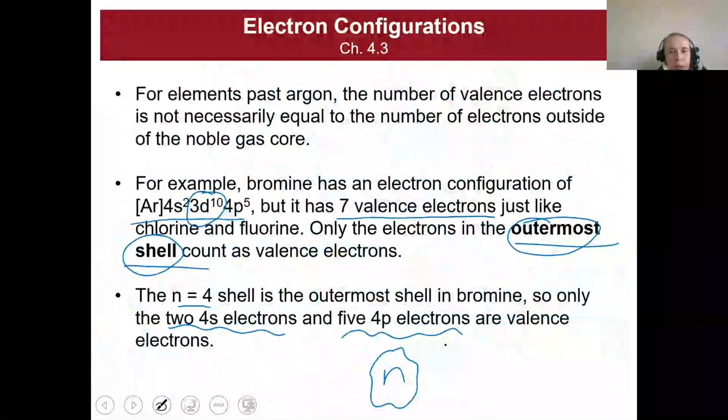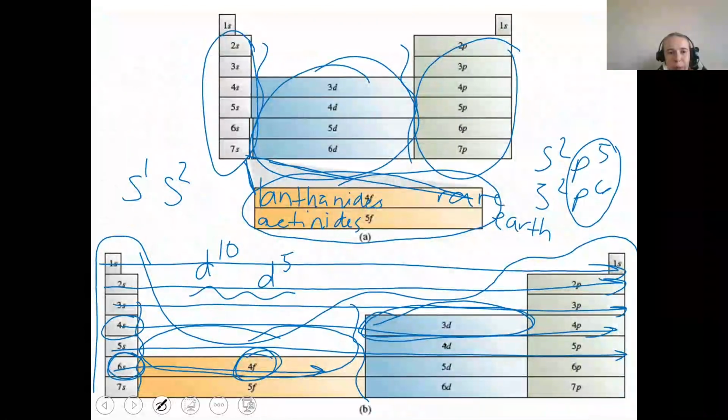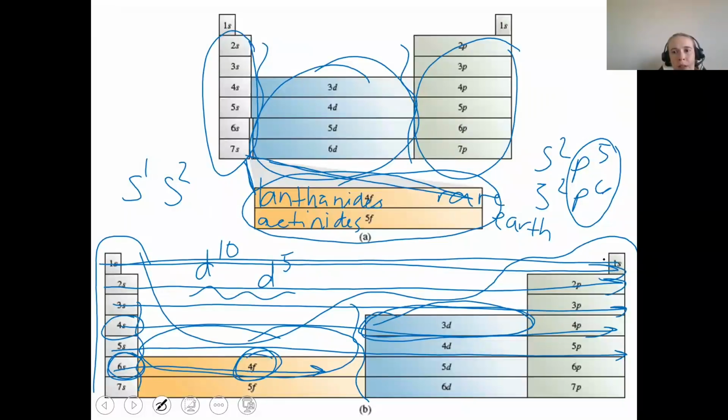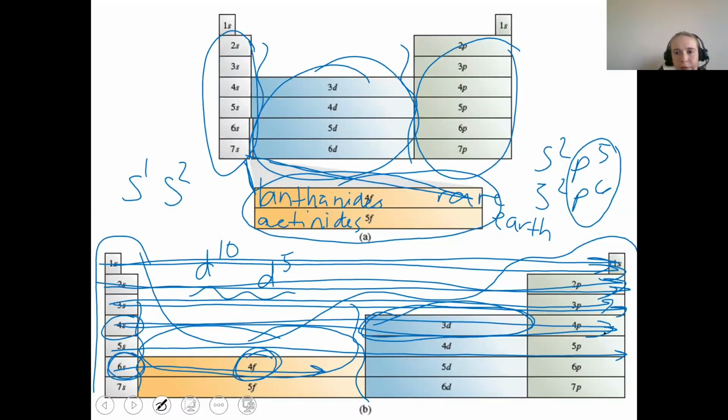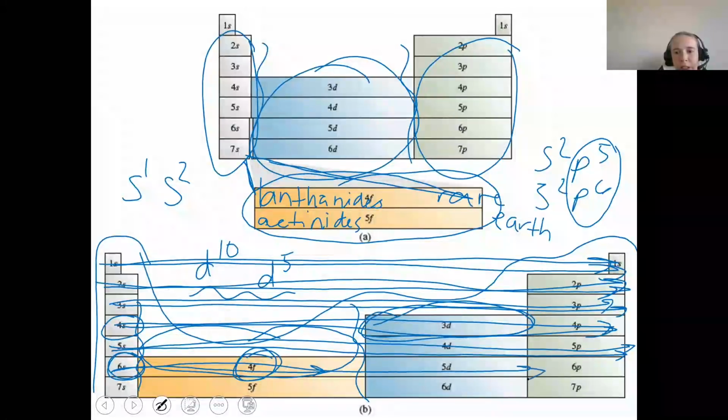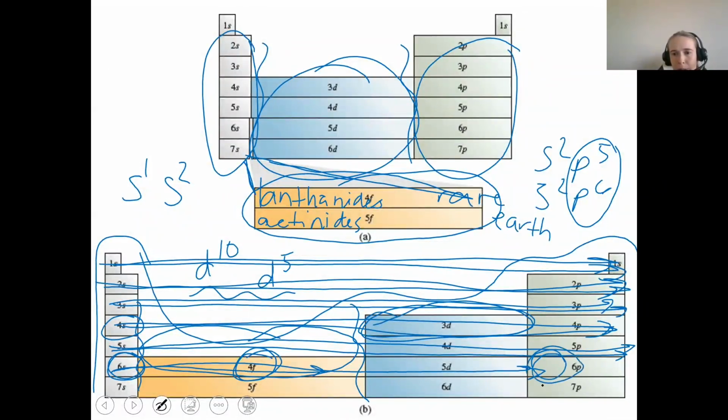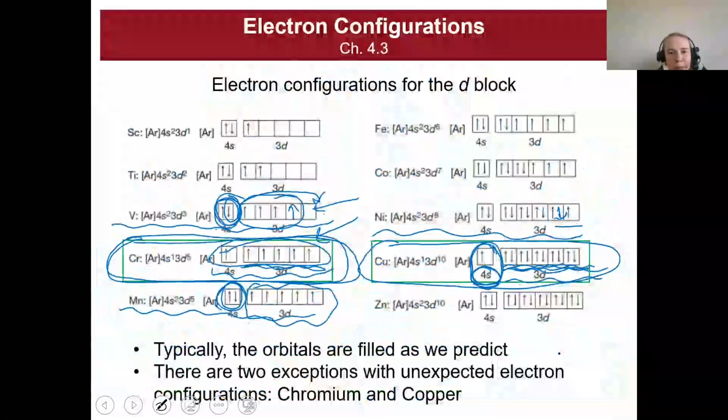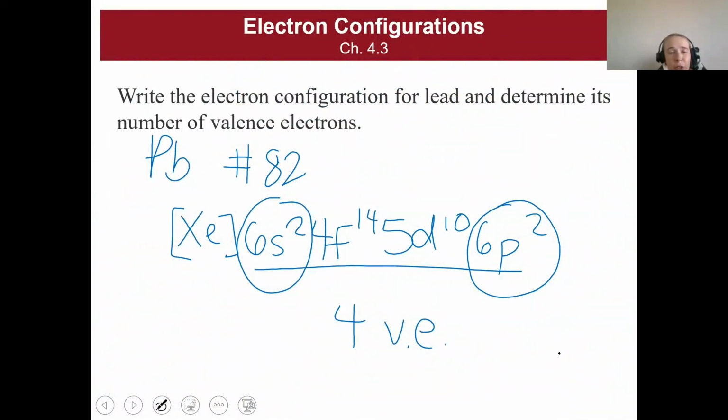Let me show you this way maybe. So we went 1s, 2s, 2p, 3s, 3p, 4s, 3d, 4p, 5s, 4d, 5p, and then 6s, 4f, 5d, and then 6p. Put us right here for lead. Okay, just reading left to right, top to bottom to write our electron configuration using the periodic table.